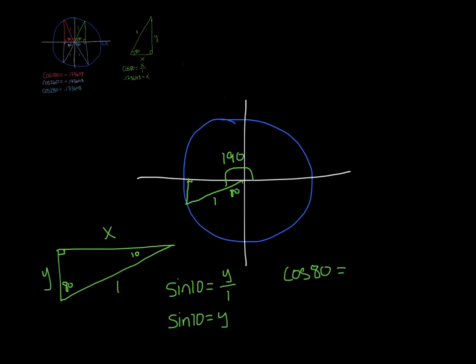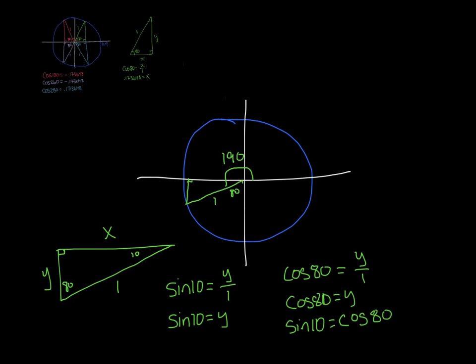Well, it's going to be adjacent over hypotenuse, so isn't that just going to be y over 1? So isn't cos 80 equal to y? So what do we think about the sine of 10? Well, check this out. If the sine of 10 is equal to y, and the cosine of 80 is equal to y, I think we're going to find out that the sine of 10 is equal to the cosine of 80. And now you might be saying, well, how does that help answer our question? Because they're asking us about 190.